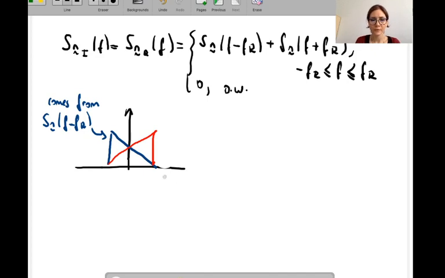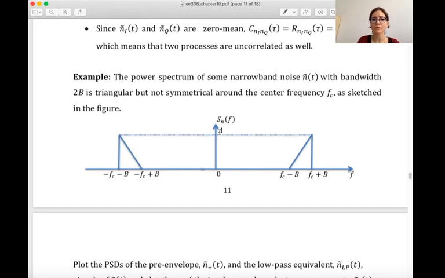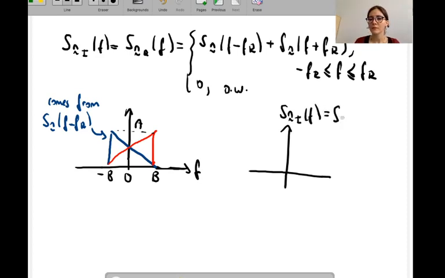Let's also write down the names of the frequencies. The middle frequency is 0, so this is minus B, this is plus B, and since these are exact replicas of the original spectrum, the peak value is equal to A. So Sni of f, the low pass in-phase spectrum, is the sum of these two shapes. Let's also draw it here as an additional figure. So Sni of f, which is also equal to Snq of f, is the sum. We should just sum up these two triangles.